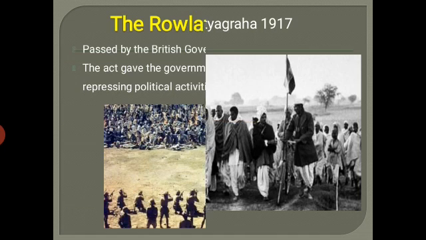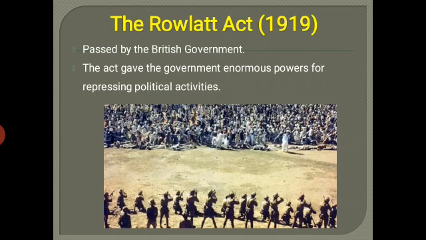Next one, students, the Rowlatt Act 1919. Listen, students, the Rowlatt Act was a legislative act passed by the British Imperial Legislative Council in Delhi on 18 March 1919. It was enacted by the British to discourage Indians from rising against them.